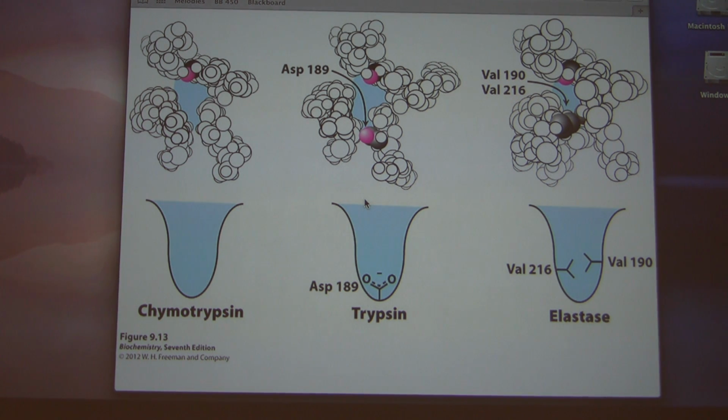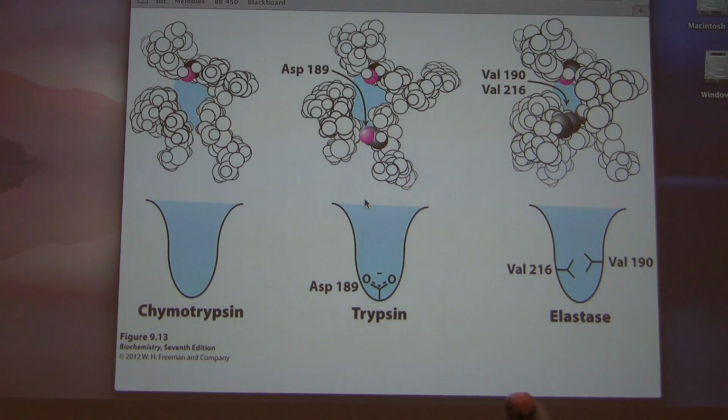Okay? If we look at the S1 pocket of the enzyme trypsin, you may remember, trypsin cuts next to lysines and arginines, right? What's the charge of the side chains of lysines and arginines at physiological pH? It's positive. And look what's at the bottom of the S1 pocket. A negative charge. It binds to it, and it's done its thing.